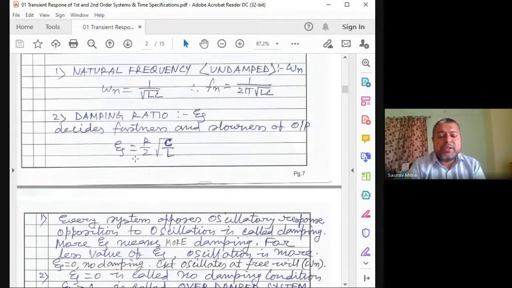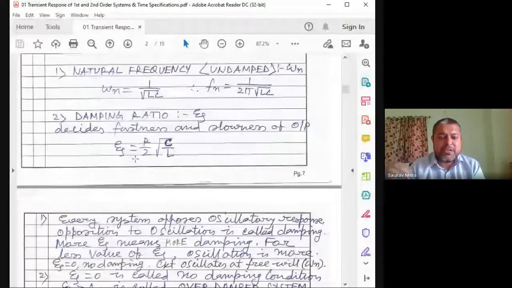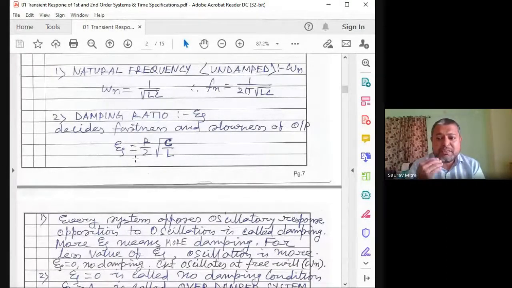So zeta is R by 2 root under of C by L, but the system is still stable because the sinusoidal is diminishing. So the instability reduces a bit. For zeta equal to 0, instability is maximum. For zeta equal to 0.15, instability reduces a bit. So as zeta increases, stability increases, and the instability reduces.